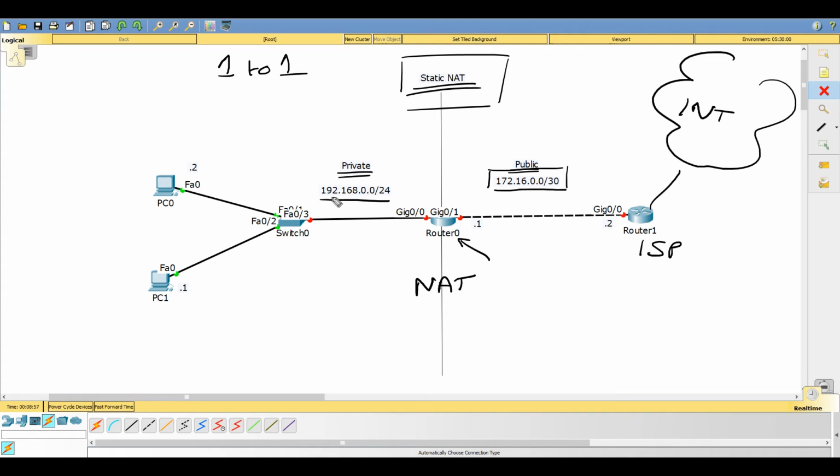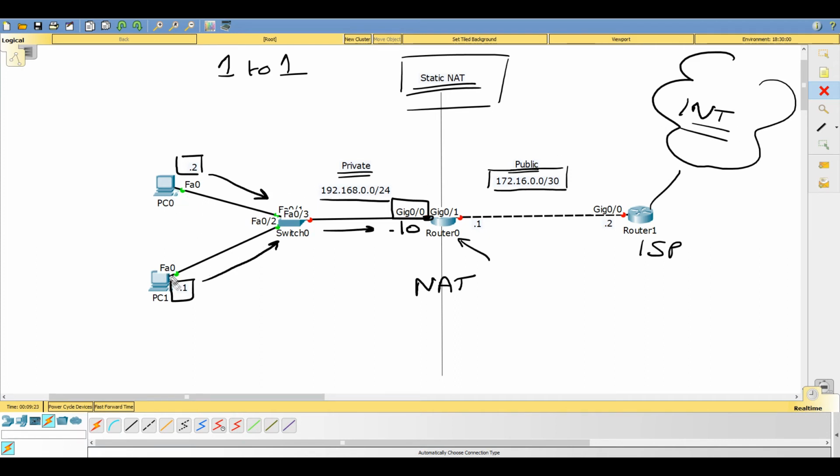Over to the left, you've decided to use a /24 subnet range. It's the 192.168.0.0/24, and you've given .1 to this PC, .2 to this PC, and let's say .10 to the default gateway, which is going to be the gig 0/0 that both these PCs will send traffic towards in order to get to internet-based services.